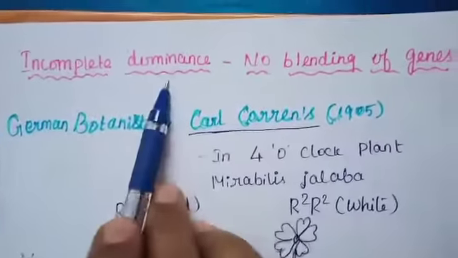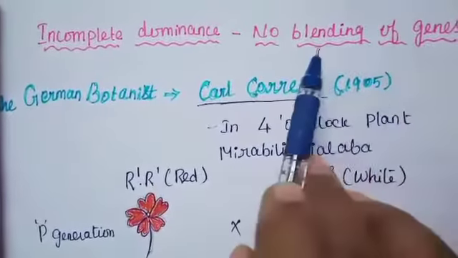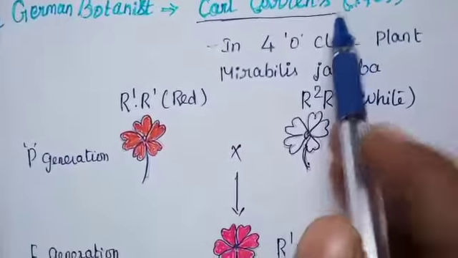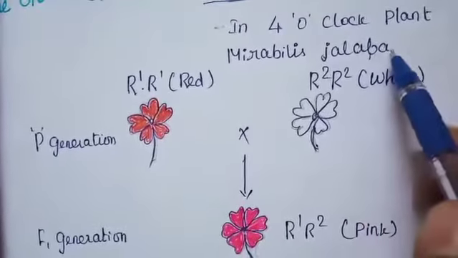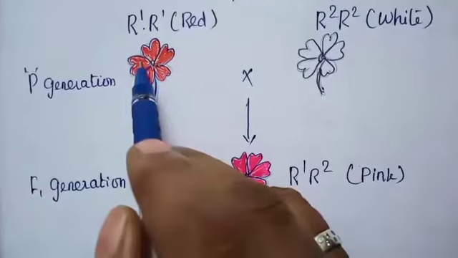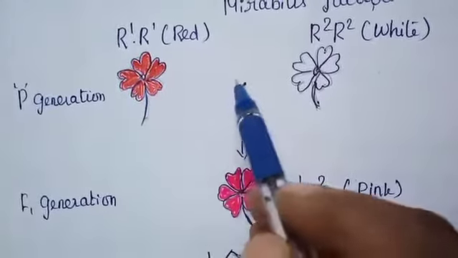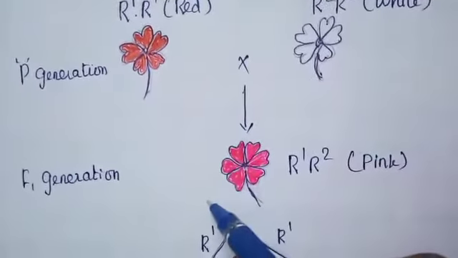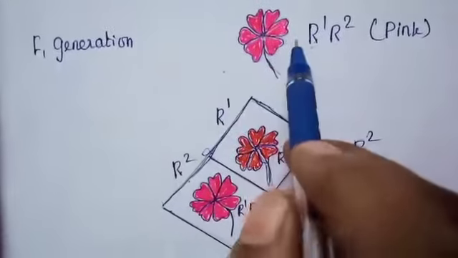Next, incomplete dominance: no blending of genes. Blending means mixing. Here, genes are not mixed. The German botanist Carl Correns, in 1905, in his experiment on the four o'clock plant, Mirabilis jalapa, in Tamil Andi Mandare. In this Mirabilis jalapa, a pure breeding homozygous red color flower, capital R1 R1, is a parent. It is crossed with homozygous white, R2 R2 white flowers. So the phenotype of the F1 hybrid is heterozygous pink, R1 R2. So here the F1 color is pink.